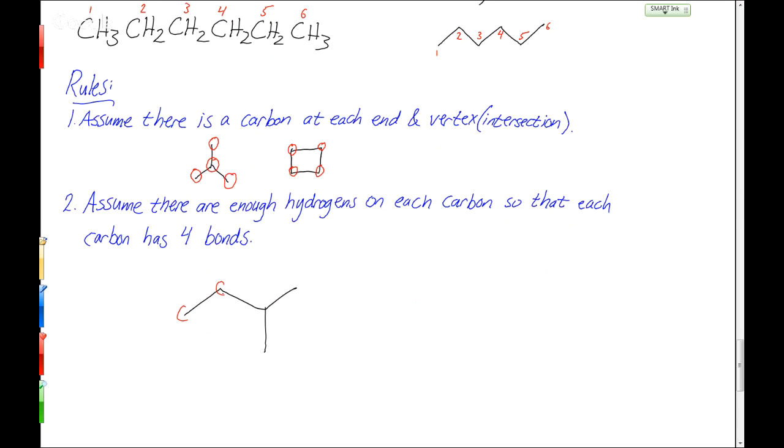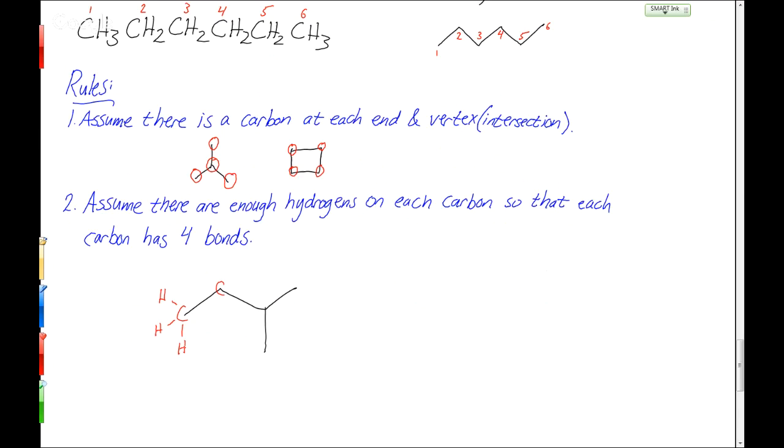So that means how many hydrogens have to be on that first carbon to have 4 total bonds? If we want a total of 4, how many more hydrogens do we have to add there? We need 3 more hydrogens. Can you see that? We want 4 total bonds, so we go 1, 2, 3 more hydrogens, and that gives us 4 total bonds to that carbon.